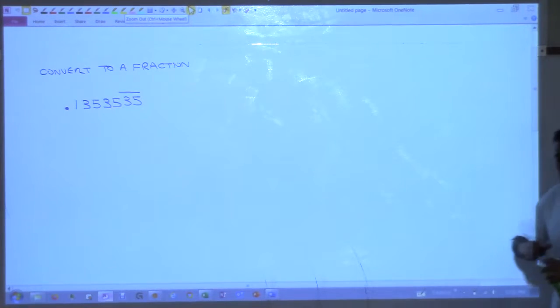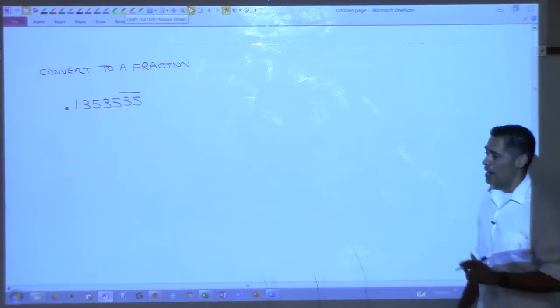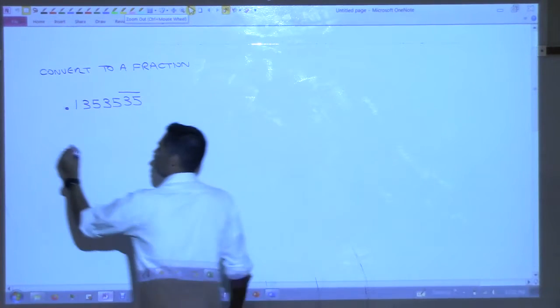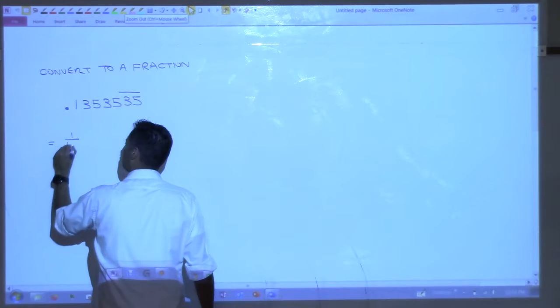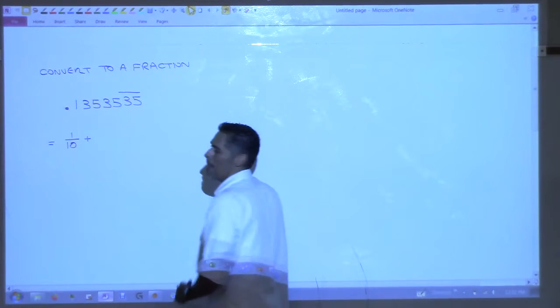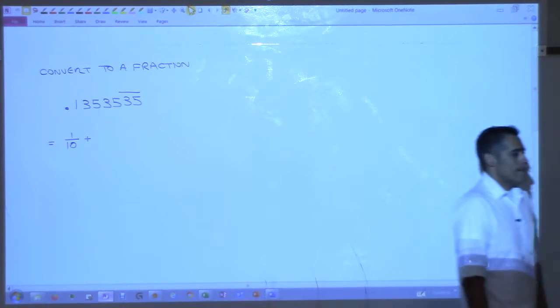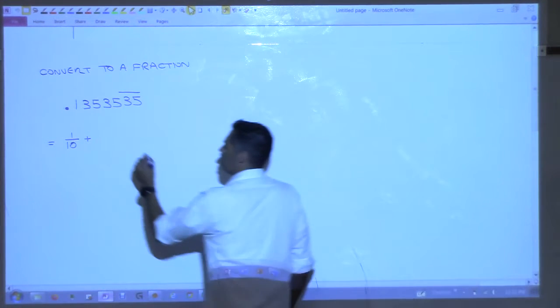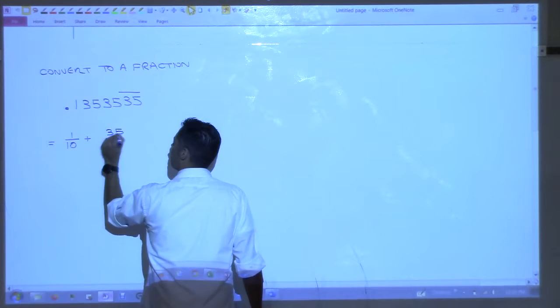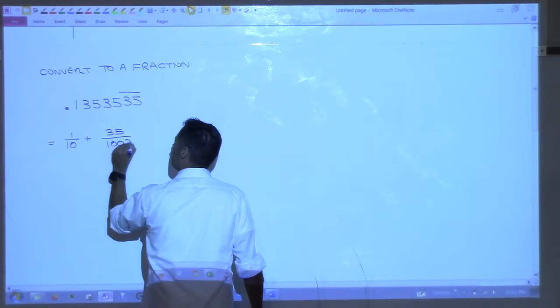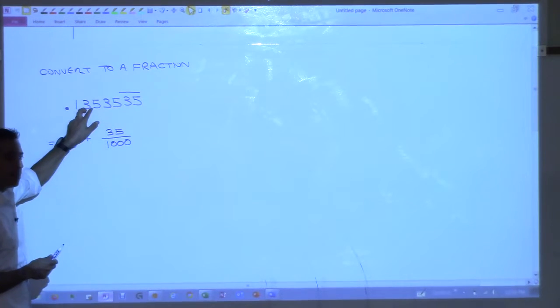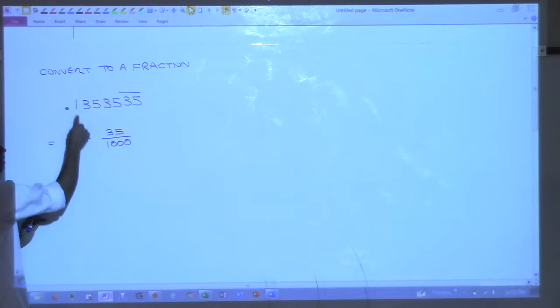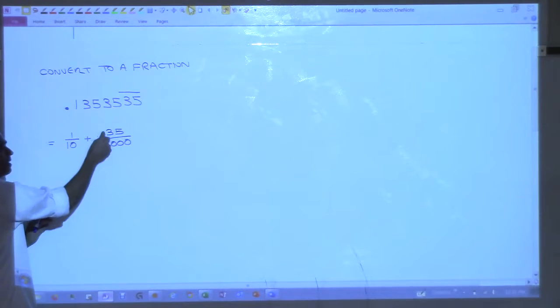How in the hell is this a geometric series? Okay, you ready? Here we go. This is equal to 1/10 plus 3 over 100 plus 5 over 1,000. I'm going to do it a little different though. 35 over 1,000. Because these are grouped like 35, 35, 35, instead of doing 3 over 100 and then 5 over 1,000, I'm going to go 35 over 1,000.